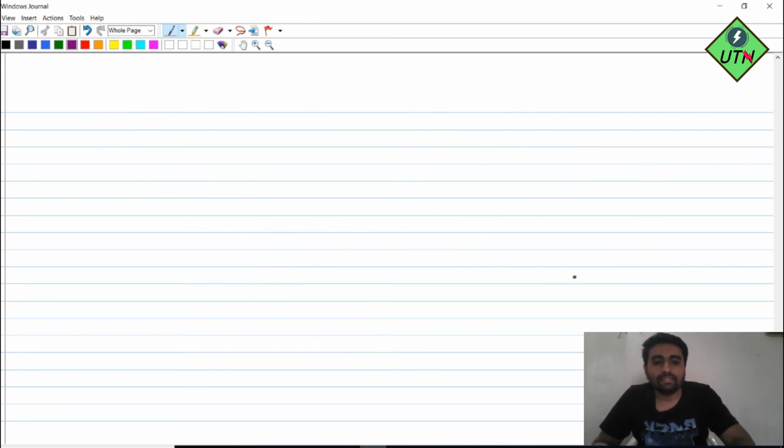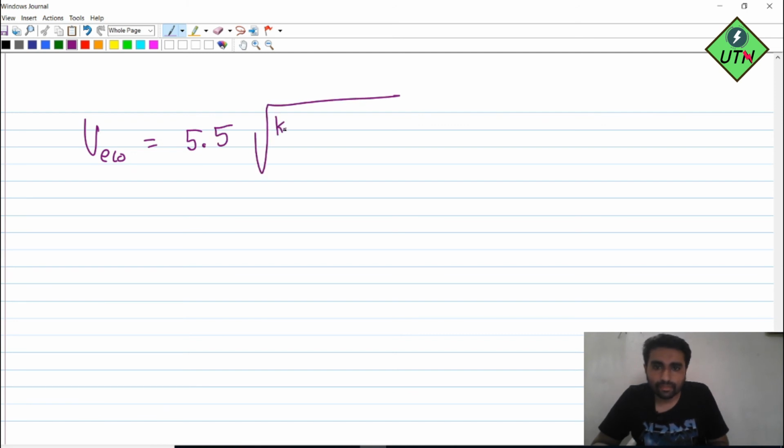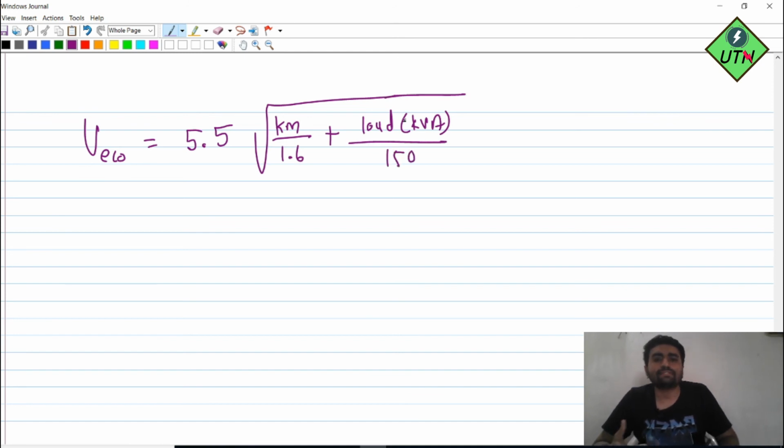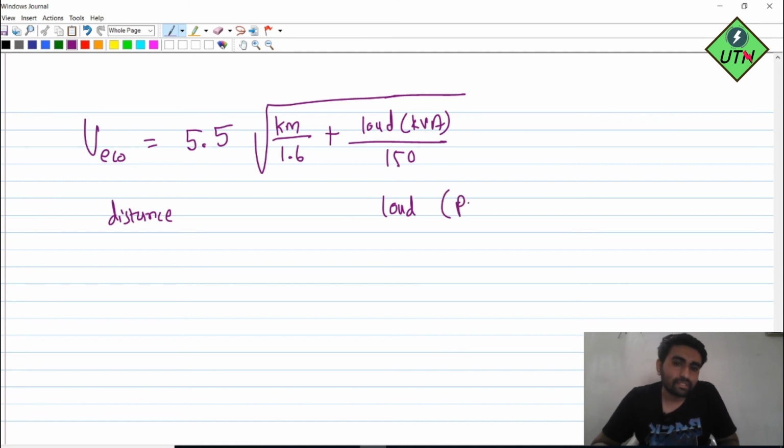And that is basically the economical transmission voltage: 5.5 times the square root of kilometer divided by 1.6 plus load in kVA divided by 150. So this is one equation that covers the distance as well as the load, that means the power that is transmitted.